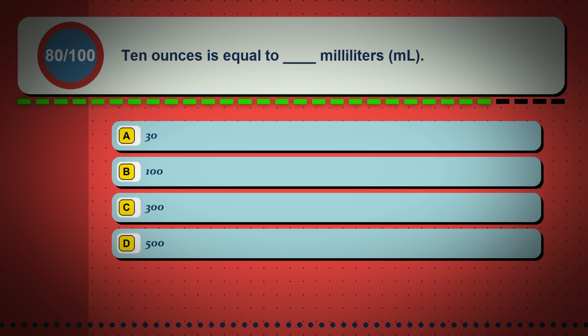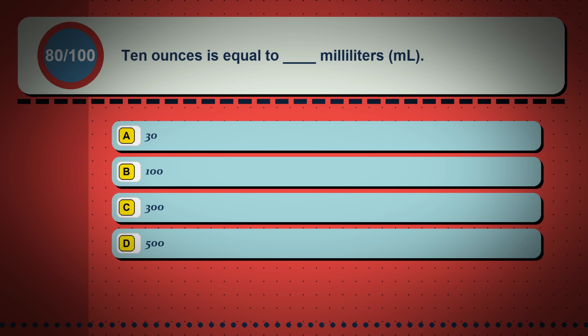Question 80. 10 ounces is equal to blank milliliters, ml. Option A, 30. Option B, 100. Option C, 300. Option D, 500.